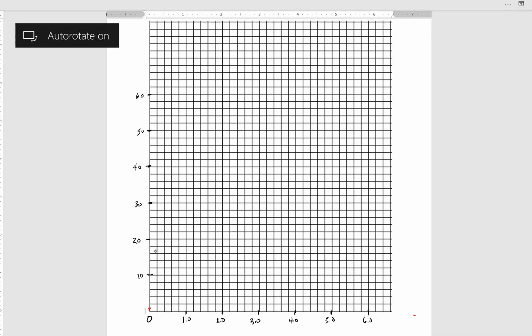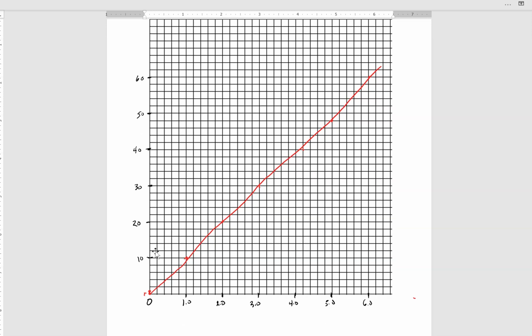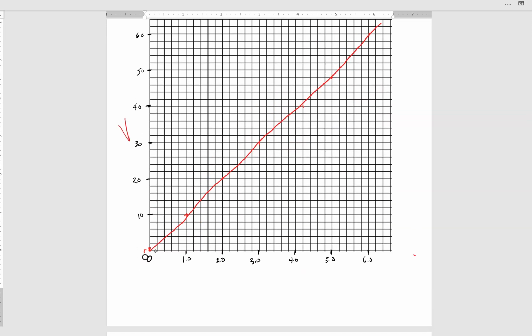So it should be at 0, 10, 20, 30, 40, 50, and 60. And then I should have used a ruler, made a nice straight edge there. Now, once I have that velocity, this is my velocity final graph and my time graph.